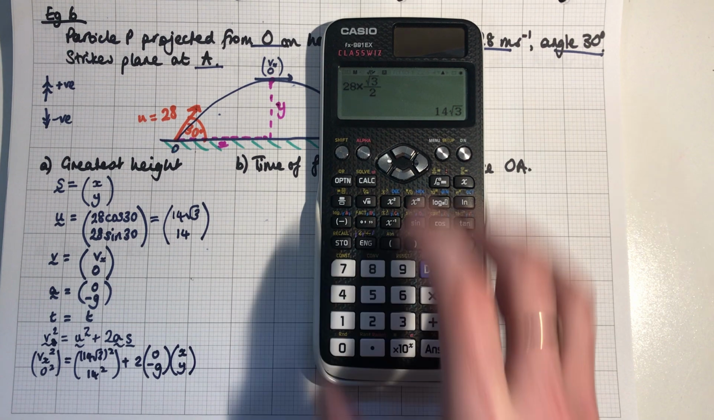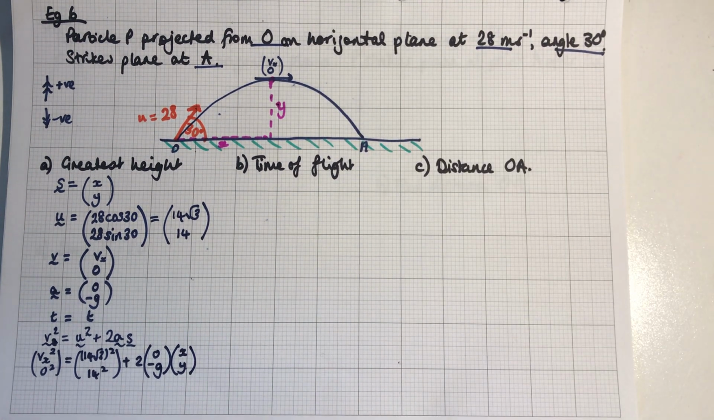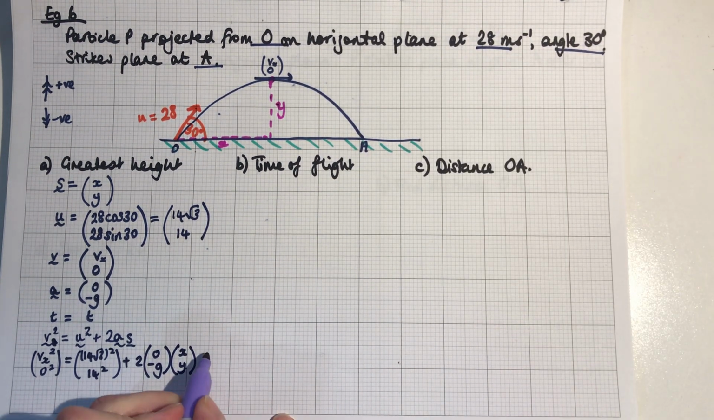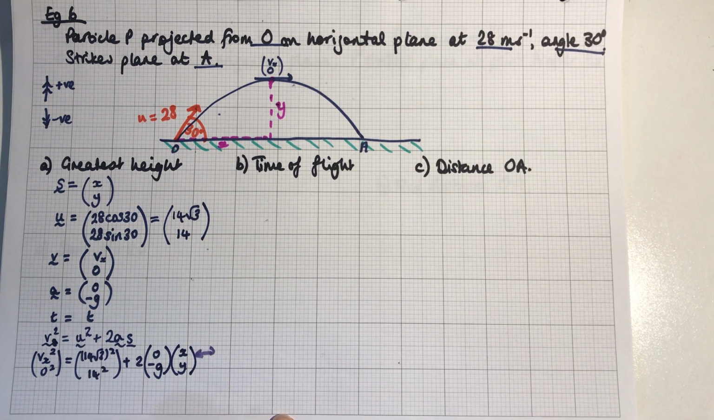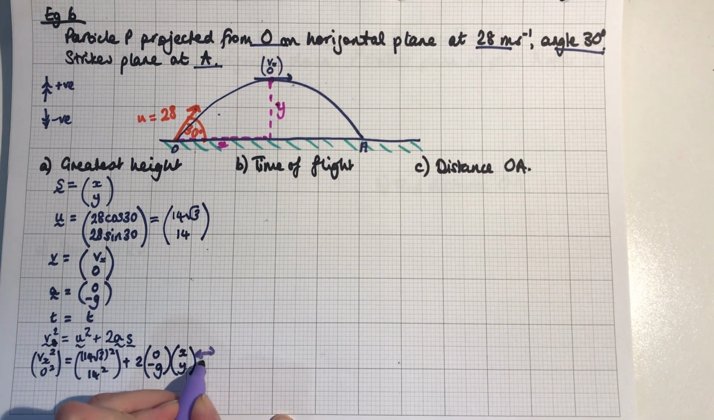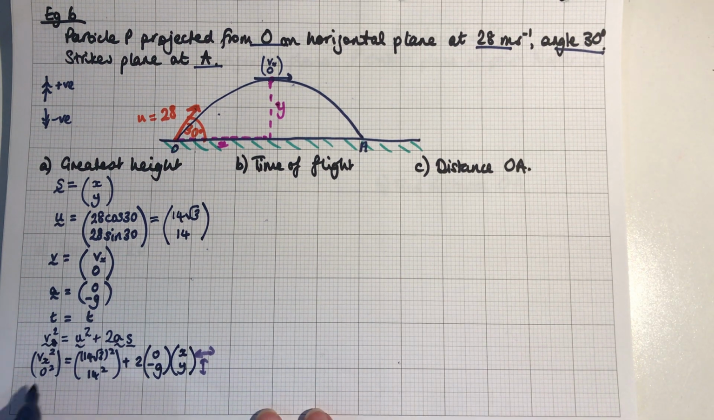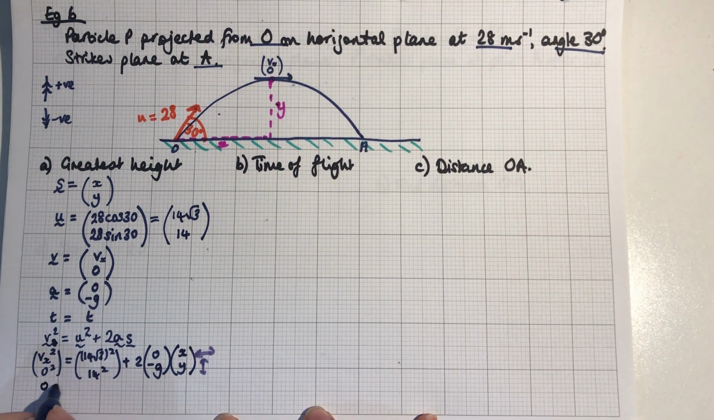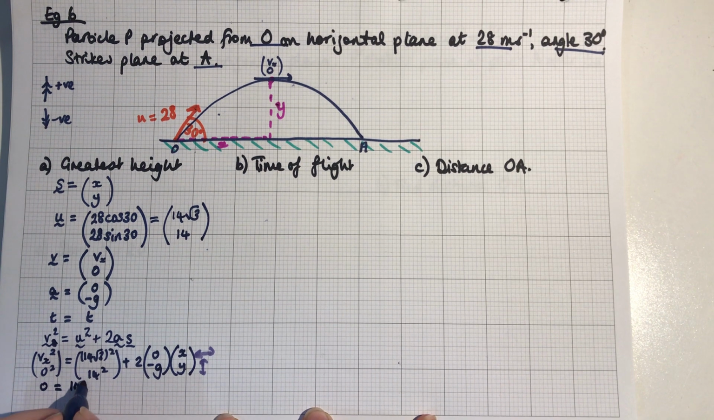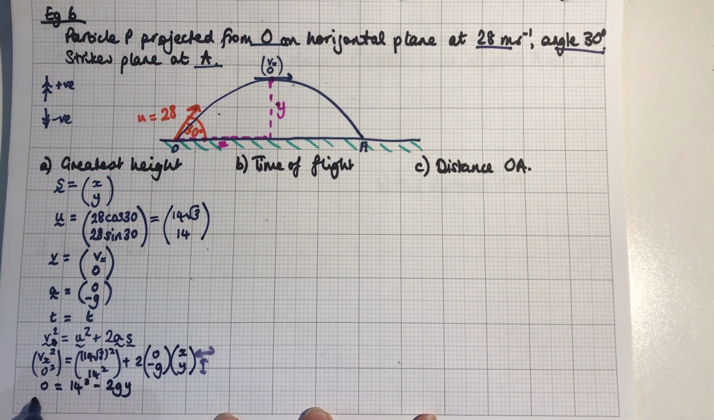Now, remember from previous examples, we have two rows of equations here. This row is our horizontal motion. This row is our vertical motion. Because I want to find y, I'm going to take the second row. So we've got 0 equals 14 squared minus 2gy. That gives us 2gy is 14 squared, which is 196.